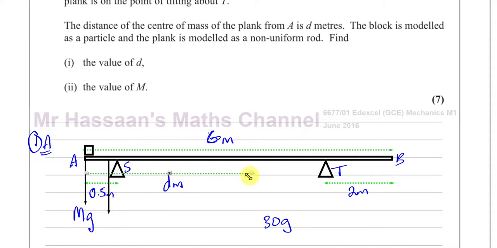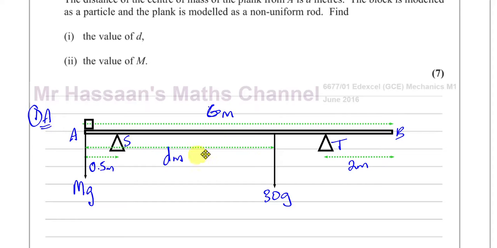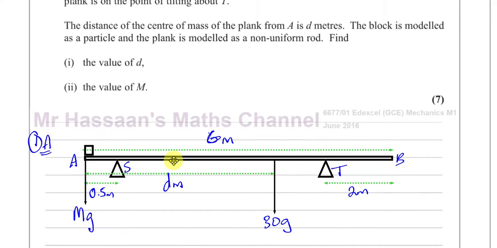I didn't read the question first about the tilting. I know that d must be somewhere over here, center of mass. No, actually, it can be anywhere. We don't know what d is. It could be anywhere, but we know that it will definitely be big enough for it to be about to tilt. So when it's on the point of tilting, then we can say that the reaction force at S is going to be equal to 0.